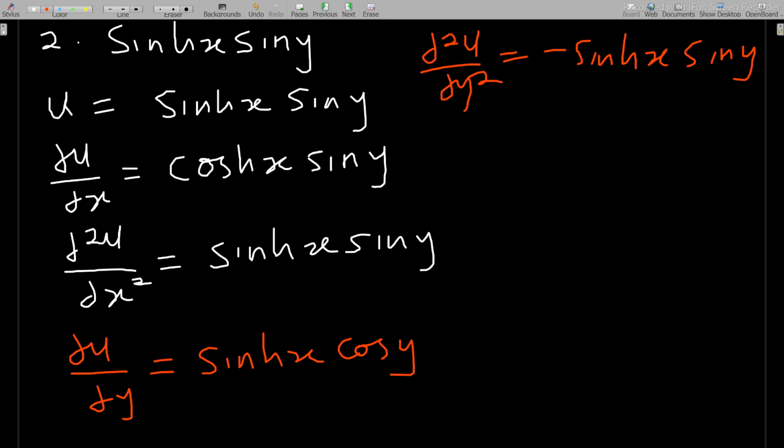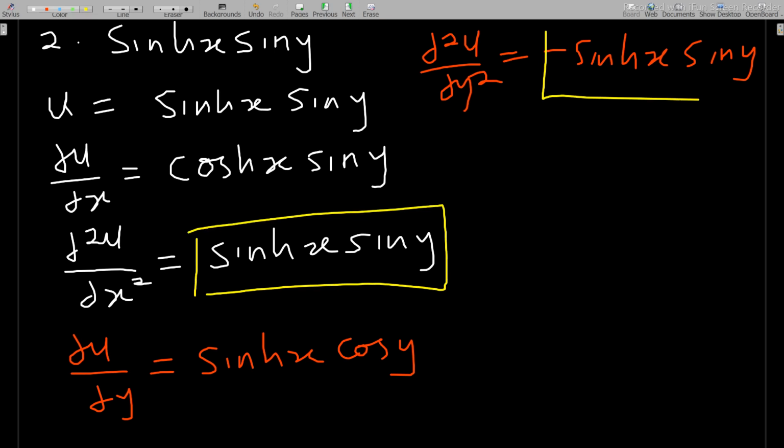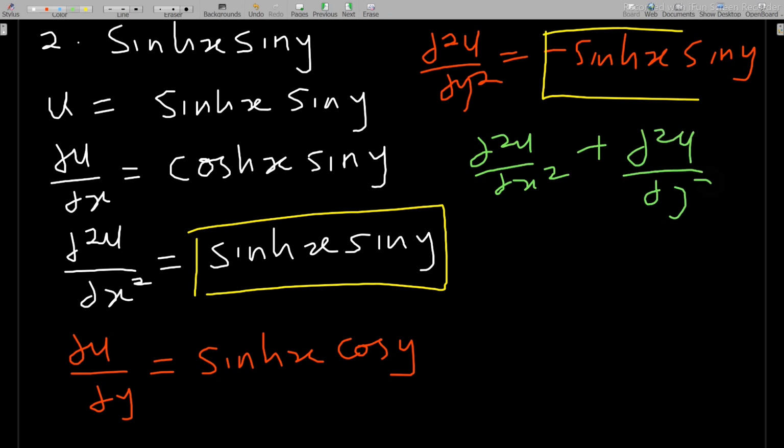So if I sum these two, this one and this one, and when I sum them I get 0, then it means the function is harmonic. So indeed, you can go ahead and sum it yourself, or I'll just go through that with you. So I have del squared u del x squared plus del squared u del y squared. That's what we are coming to do.